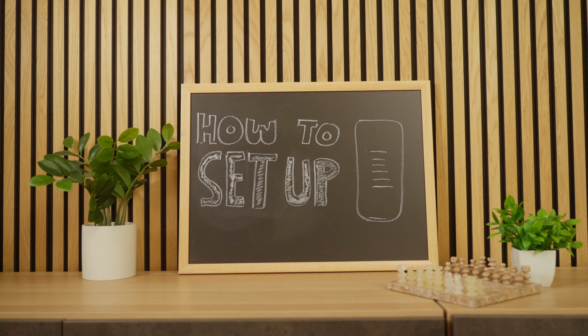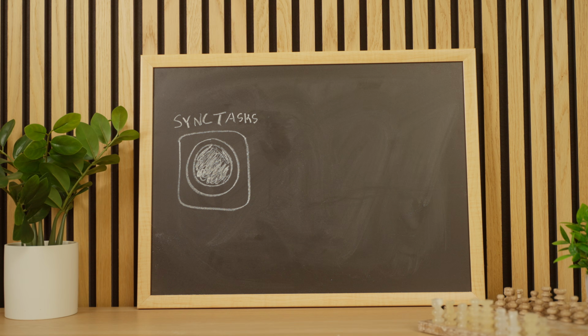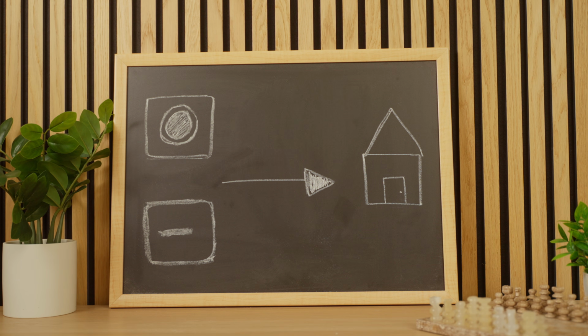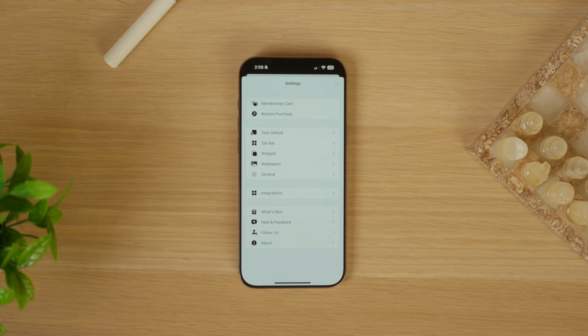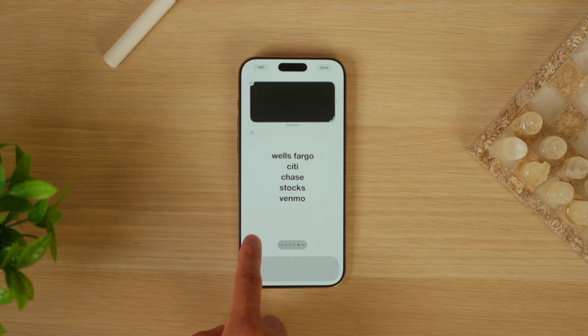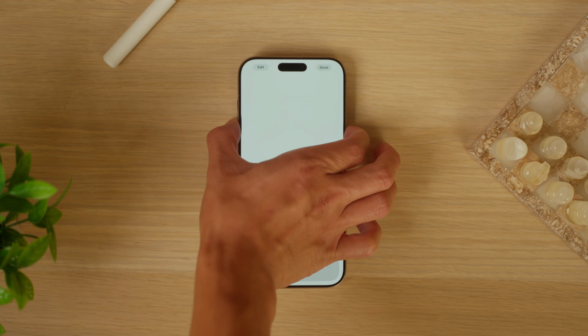Like I mentioned earlier, this consists of widgets from Sync Tasks and Blank Spaces. And all you have to do is simply add them to your home screen. But to make everything blend in, there are some settings that we need to put in place. Starting with Sync Tasks, go into settings and choose a wallpaper of your choice. Next, hold down the home screen, swipe until you reach a blank page and take a screenshot.